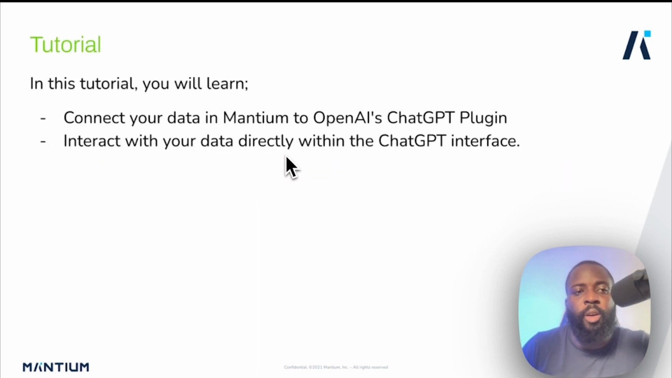In this tutorial, we're going to examine how to connect your data in Mantium to OpenAI's ChatGPT plugin. You're going to import your data in files to Mantium, create data sets, and perform some transformation that would enable you to make use of it in ChatGPT to perform question answering, summarization, and just interact with your data like you would normally in the conversational style. This is all we're going to talk about, how to interact with your data directly in the ChatGPT interface.